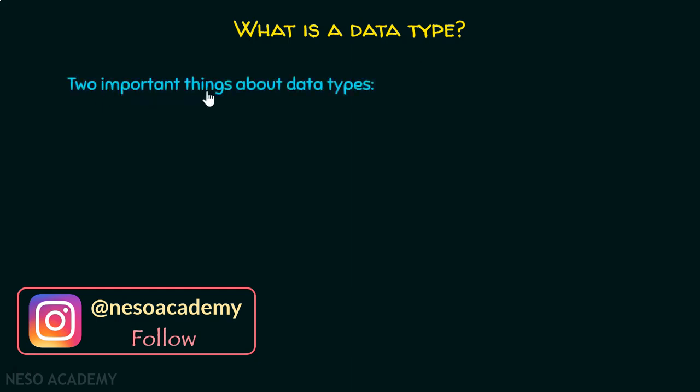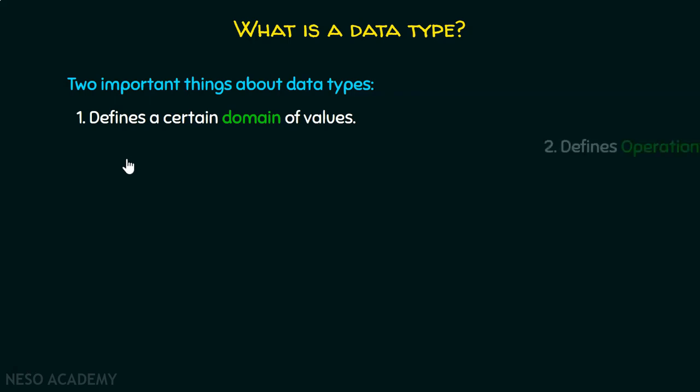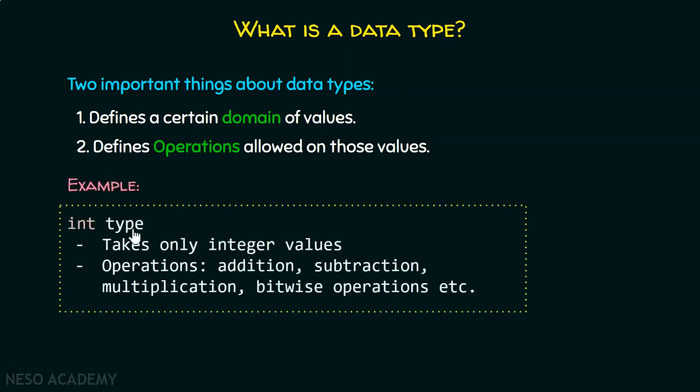There are two important things that I haven't told you about data types, although there is one point which is already clear. First, it defines a certain domain of values. We already know that a data type defines a certain domain of values, right? But there is one more important point, which says that it defines operations allowed on those values. So not only does it define a certain domain of values, but it also defines what operations are allowed on those values. For example, we can think of the integer type.